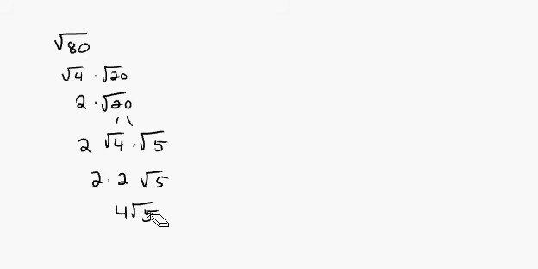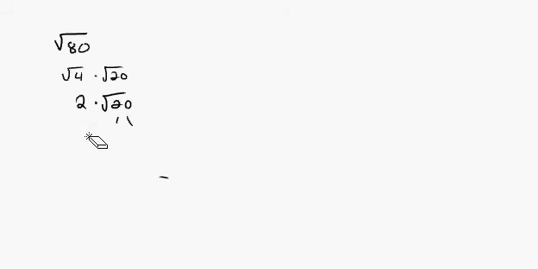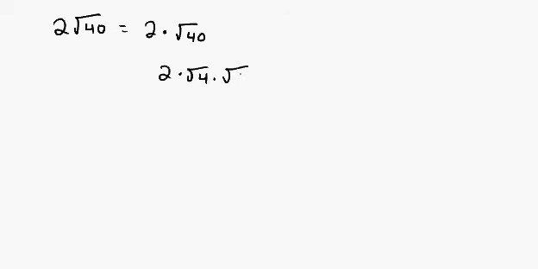Let's look at another example. How about an example where we have a coefficient in front of my radical? What I mean by that is if I had, say, 2 radical 40. Really that's just saying 2 times radical 40. Let's try to break down radical 40 so we can simplify it. I know, again, let's take out a radical 4. So that's 2 times radical 4 times radical 10.